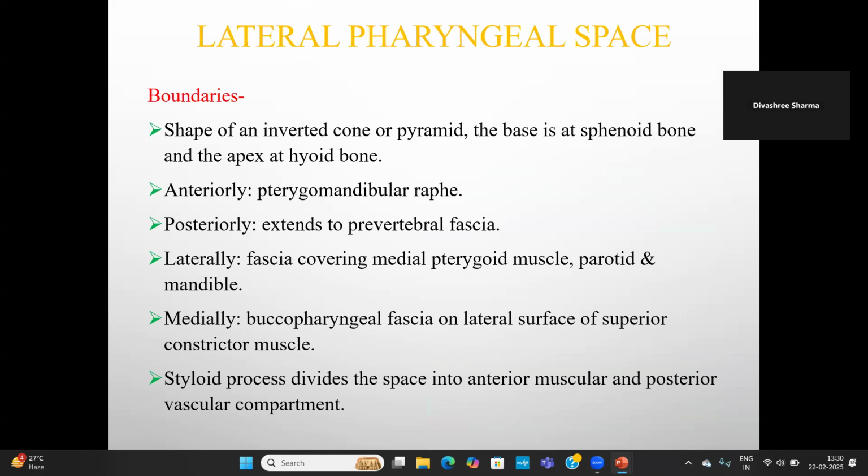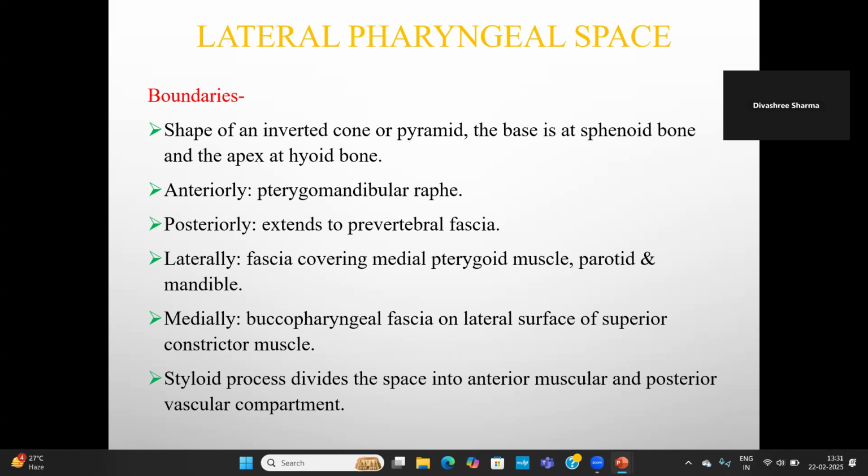Okay, so the boundaries of the lateral pharyngeal space are: the pterygomandibular raphe anteriorly; posteriorly, the prevertebral fascia; laterally, the fascia covering the medial pterygoid muscle, parotid, and the mandible; medially, the buccopharyngeal fascia on the lateral surface of the superior constrictor muscle.